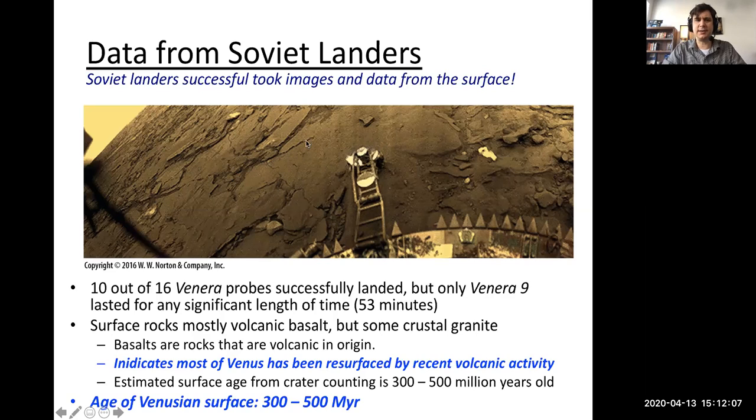Almost all the rocks that the Venera probe saw were volcanic in origin, although they did see some granitic crustal material. So the vast majority of the surface has been resurfaced via volcanism. And by crater counting, we know that happened in about the past 500 million years or so. There hasn't been a resurfacing event since then, since all of Venus's surface is about 300 to 500 million years old.